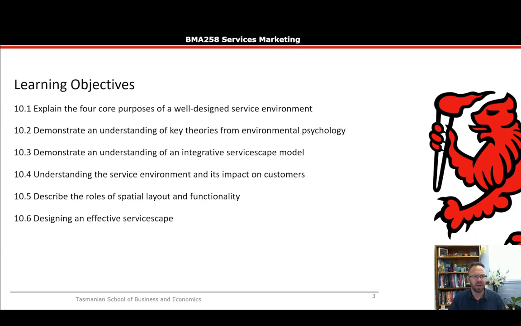So first of all, the learning objectives for this week are, first of all, to explain the 4 core purposes of a well-designed service environment. Second, to demonstrate an understanding of the key theories from environmental psychology. Number 3, demonstrate an understanding of the integrative landscape model. And number 4, understanding the service environment and its impact on customers and employees as well. And number 5, describe the roles of spatial layout and functionality. And last of all, we're going to learn about designing an effective servicescape. So let's get right into it.